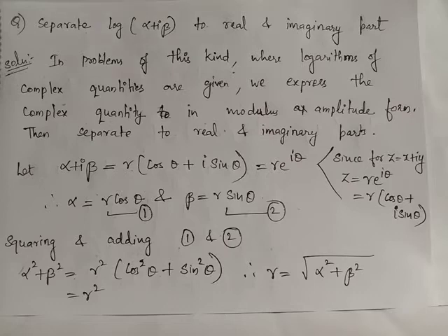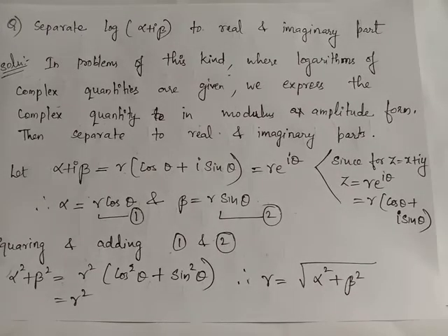We assume alpha plus i beta, which is a complex quantity, equals r e raised to i theta using the modulus amplitude form. We have alpha equals r cos theta and beta equals r sin theta. Number them as equations 1 and 2 respectively. If we square and add equations 1 and 2, we have alpha square plus beta square equals r square times (cos square theta plus sin square theta). We have cos square theta plus sin square theta equals 1. Hence we obtain alpha square plus beta square equals r square. Taking square root on both sides, we obtain r equals root of alpha square plus beta square.